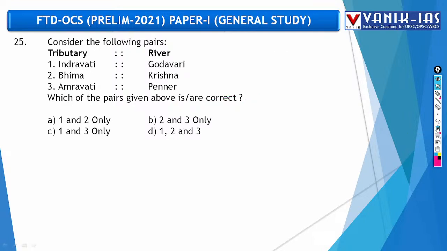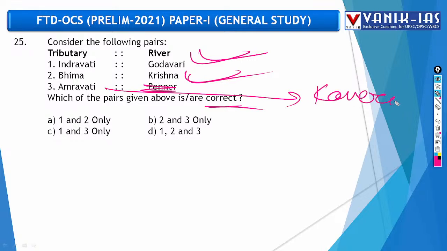Next, consider the following statements. Tributary and river. Indravati river. Which of the following statements are correct? First, you should see whether the question asks about correct or incorrect. Indravati is related to the Godavari river, yes. Bhima river is related to the Krishna river, yes. Amravati is a tributary not of Pennar, but of the Kaveri river, in Tamil Nadu state. So options one and two are right.